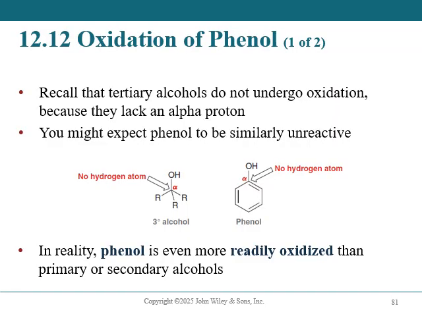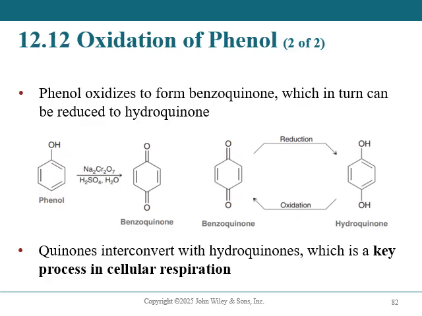Now let's talk a little bit about oxidation of phenol. Recall that tertiary alcohols do not undergo oxidation because they lack an alpha proton. An alpha proton is a proton on the alpha carbon. You might expect a phenol to be similarly unreactive. In reality, phenol is actually easier to oxidize than primary or secondary alcohols. Phenols oxidize to form benzoquinone, which in turn can be reduced to hydroquinone. Quinones interconvert with hydroquinones, which is a key process in cellular respiration. So this is actually something that nature prefers quite a bit. And what about the chromium though?